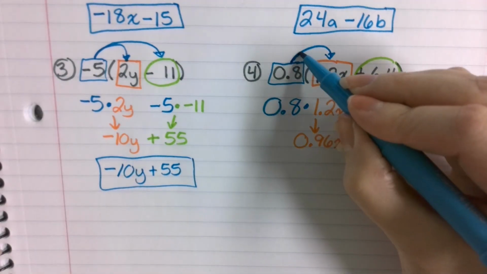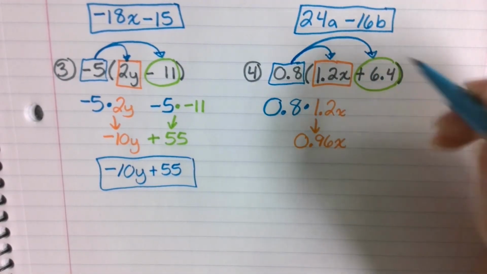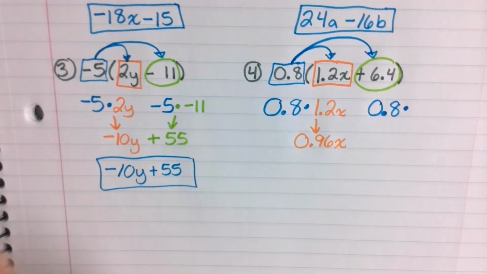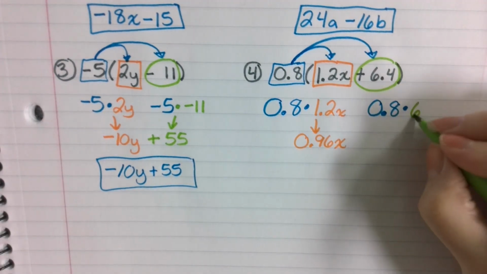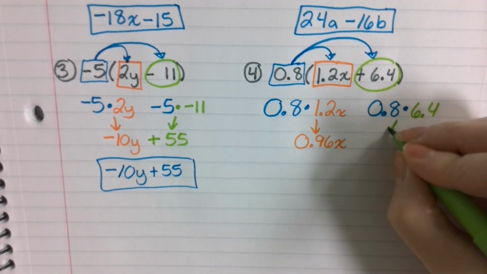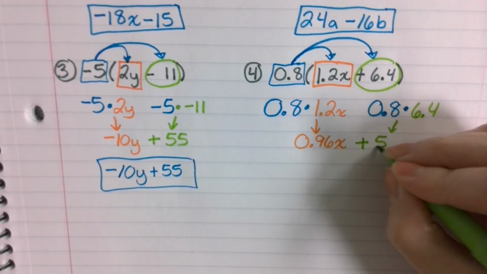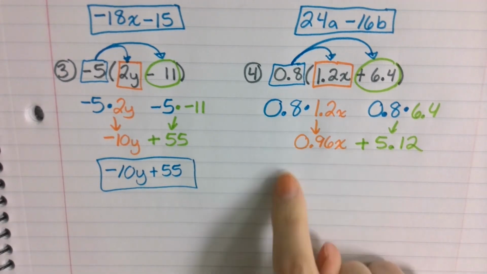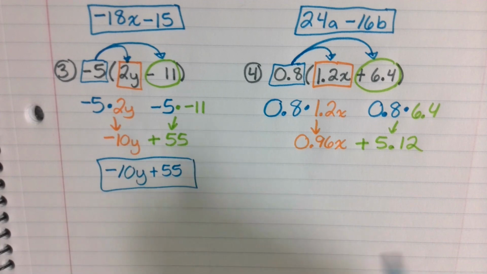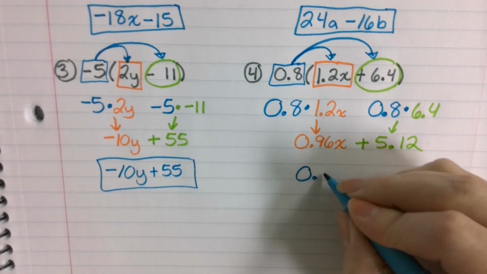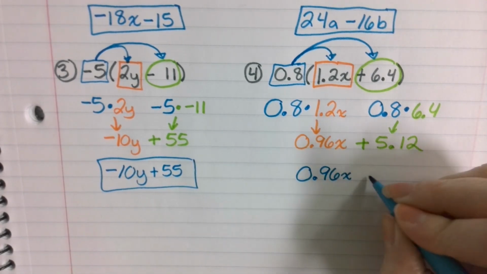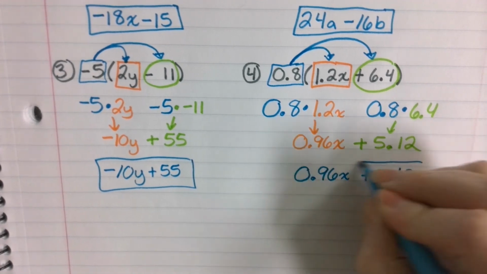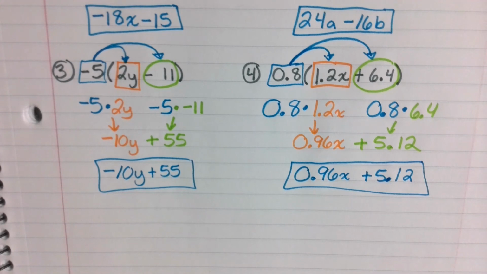Then we're going to distribute 0.8 to the 6.4. So we're going to do 0.8 times 6.4. That's going to give us a positive 5.12. Again, these are not like terms, hence the reason I did them in different colors. So as simplified as it gets is 0.96x plus the 5.12. That's as simplified as you're going to get. Okay?